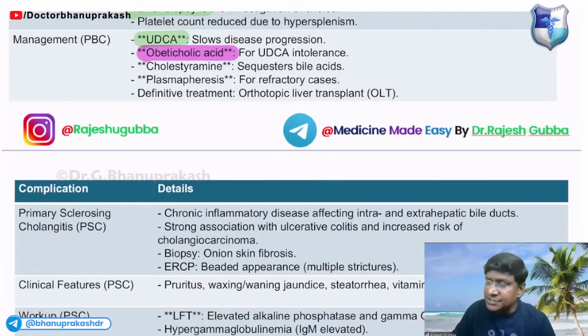And in these patients, the bile acids as well as bile salts enter into systemic circulation and are wasted out. So what is that particular drug which will cause the sequestration of the bile acids? That is cholestyramine, right?